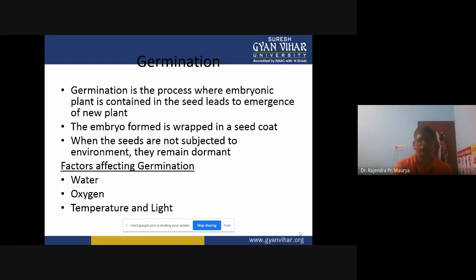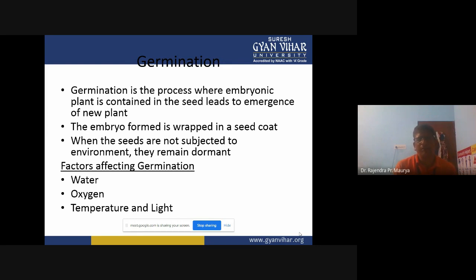Then oxygen, or better we can say aeration. Oxygen as well as carbon dioxide are both responsible for that. So respiration is very important. Then temperature, which I already told you about. The ideal temperature range is 20 to 30 degrees Celsius, and that is very, very important for germination. If the temperature is not favorable, then the seed will remain in dormant condition.